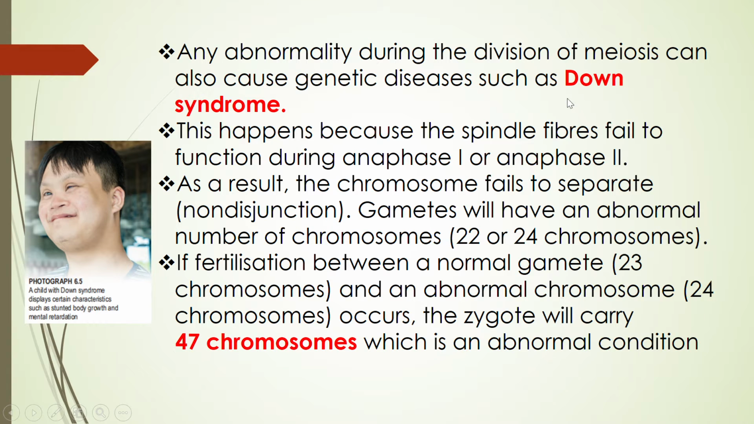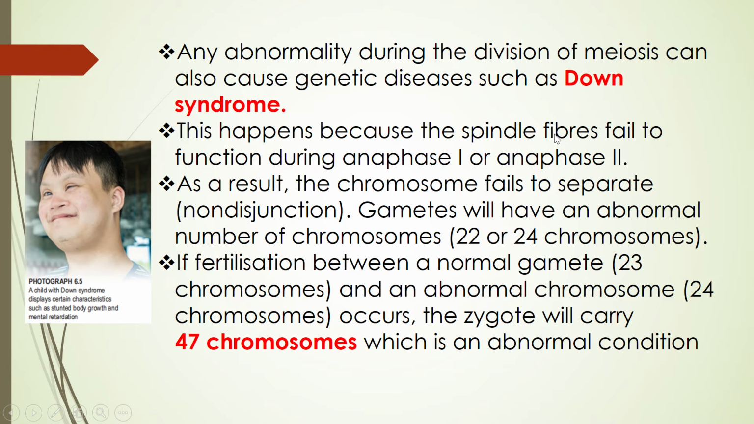Okay, I'm sure you're familiar with Down syndrome, and you can see the photograph over here displaying certain characteristics. When you look at the picture of the patient having Down syndrome, you can tell by looking at the features, like slanted eyes, protruding tongue, and stunted growth. This happens when the spindle fibers fail to function.